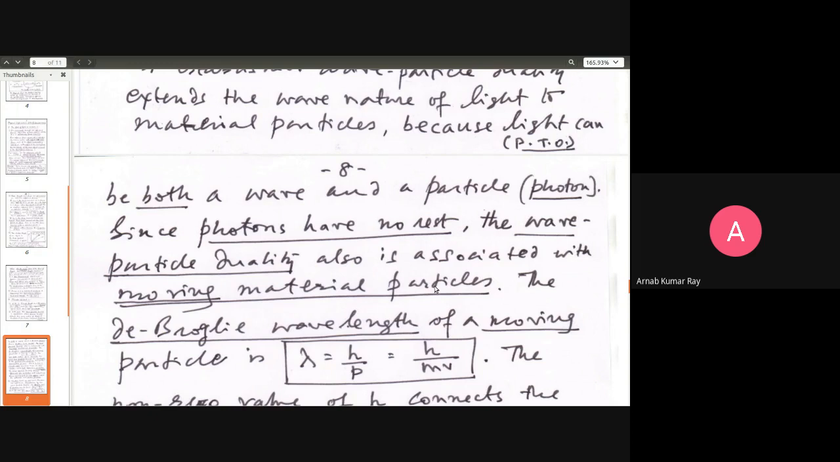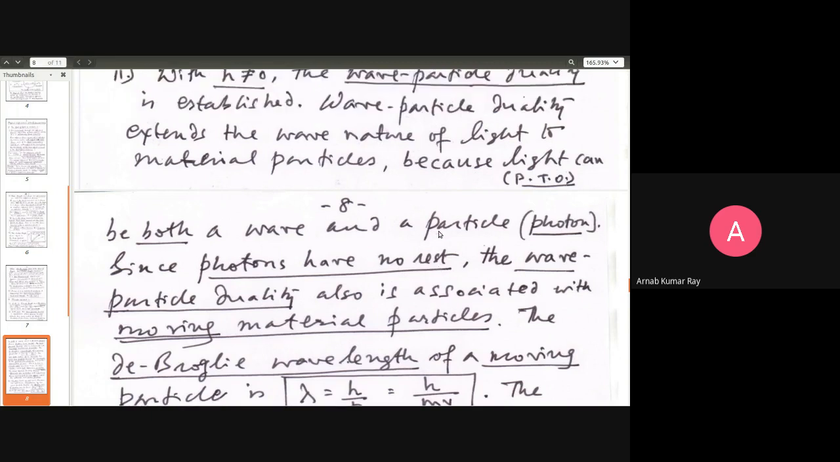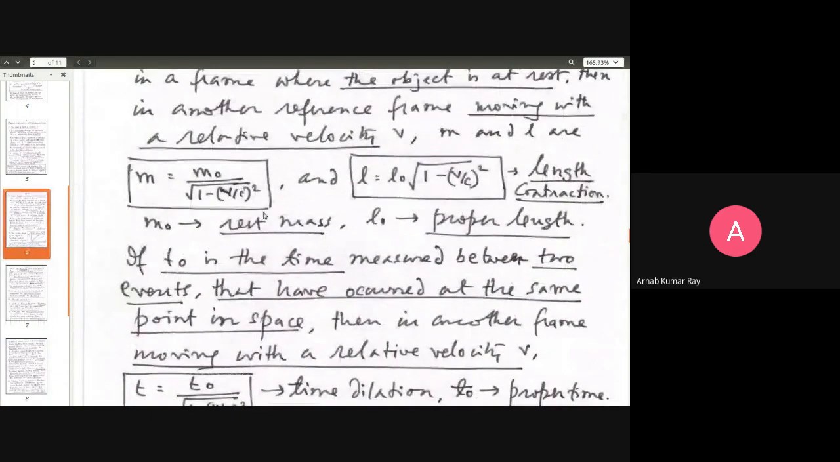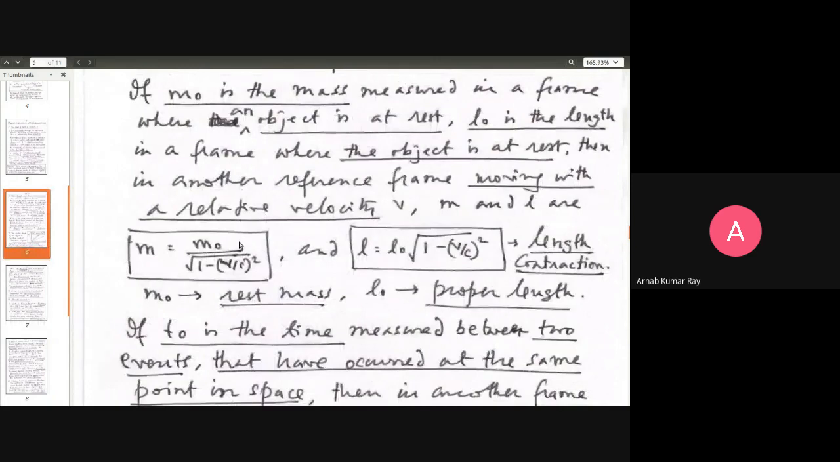So you're looking at a moving material particle. A material particle point is very important because photons do not have rest mass. Photons have no rest. Very important point. Sorry, I should stress on this point. Photons have no rest. If photons have no rest, therefore, there is no frame of reference where you can measure, because the photons are always traveling at the speed of light. And the speed of light is an absolute value.